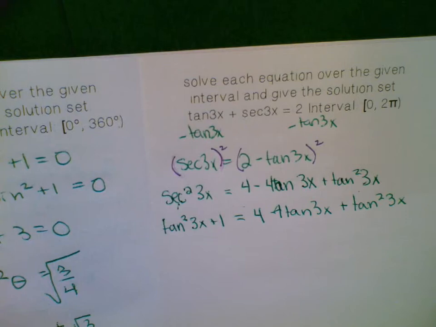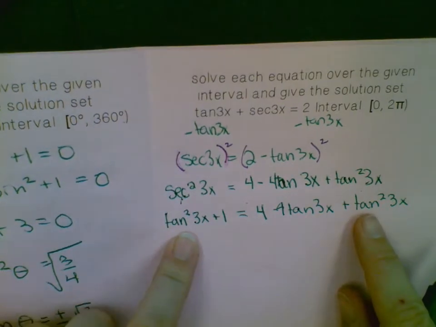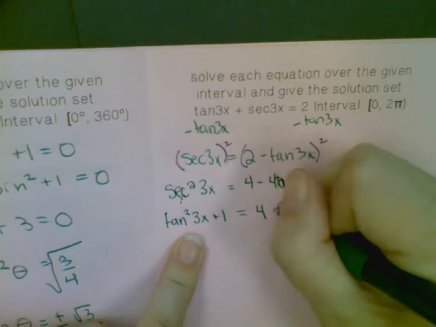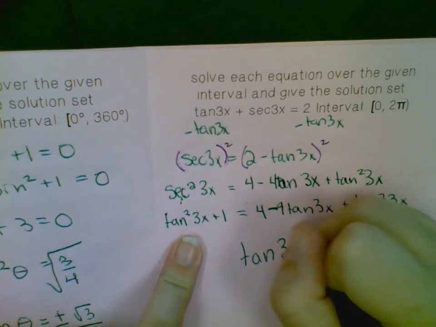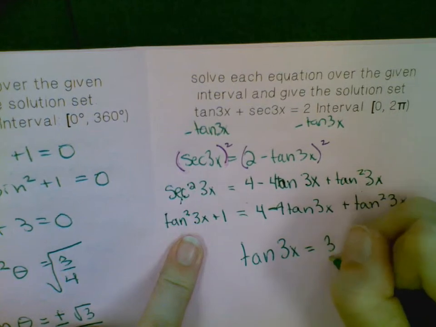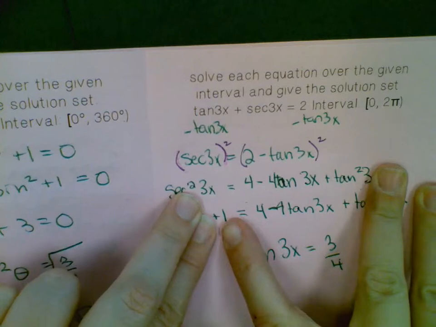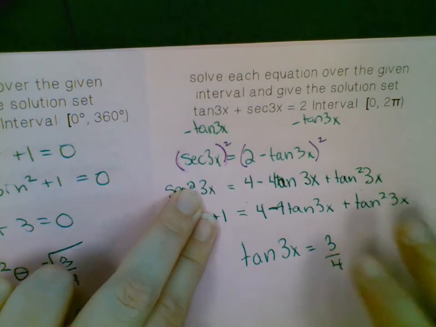So now we can combine like terms. Luckily, our tangent squareds are going to cancel out. So if I subtract 4 from over here, I'll get negative 3. And then if I divide by that negative 4, I'll have positive 3/4. So tangent of 3x equals positive 3/4. So again, these canceled out. I subtracted that 4, and then I divided by that negative 4, which is where I got this.